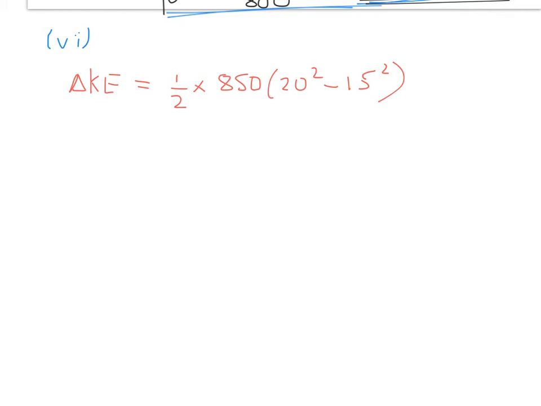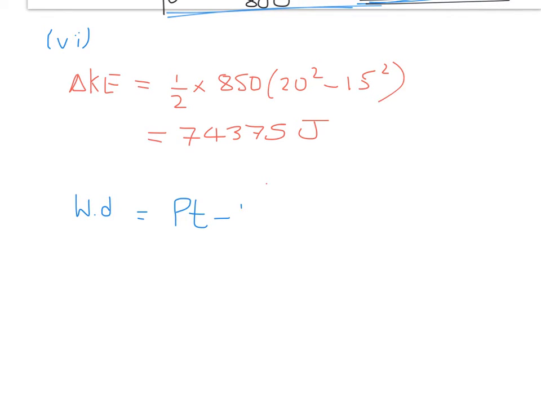And then substitute those numbers in, and we end up with 74375 joules. That's the change in kinetic energy. So the work done by the engine, or sorry, the work done to change the kinetic energy is going to be the power of the car times the time over which it occurs.